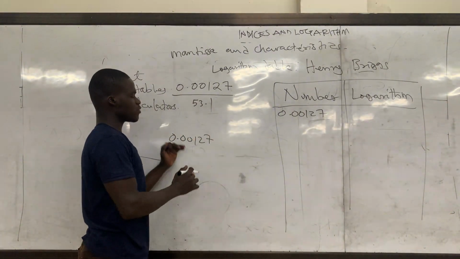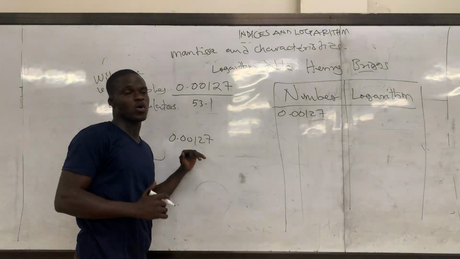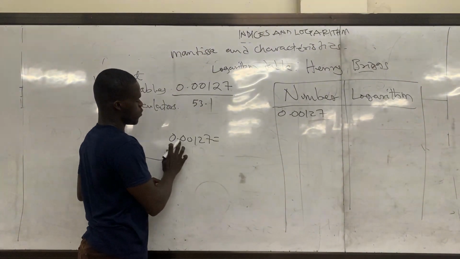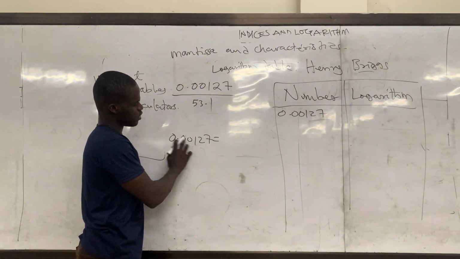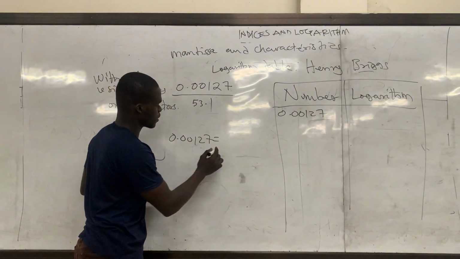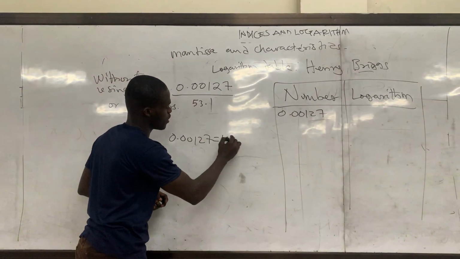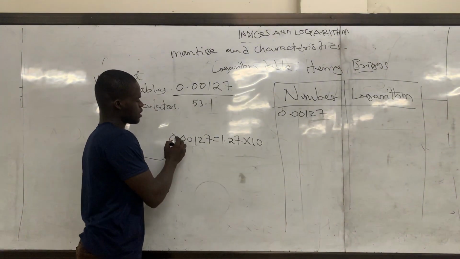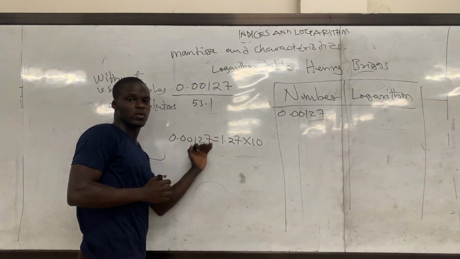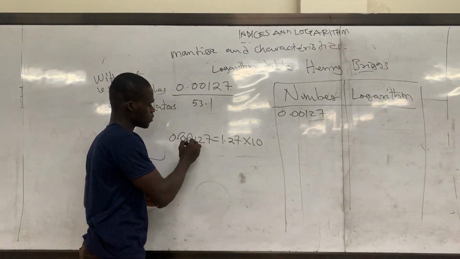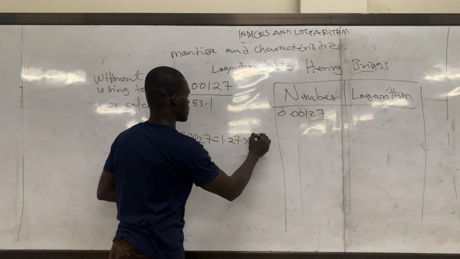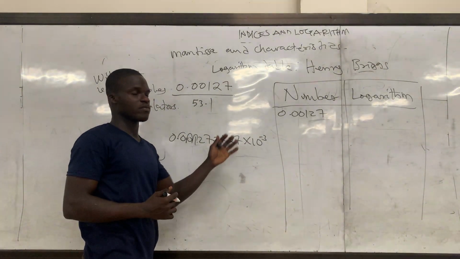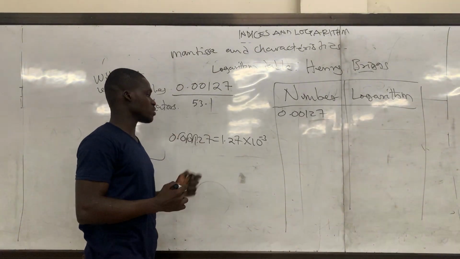So first of all, when the number begins with 0, we convert it to standard form. Standard form simply means that we bring the decimal point to between the first and second non-zero numbers, which is after the 1. So we have 1.27 times 10 exponent. Let's see how many places the decimal point is going across. We have 1, 2, 3. So that will be 10 exponent negative 3. Whenever the decimal point is going to the right, it has a negative exponent. If it's going to the left, it has a positive exponent.